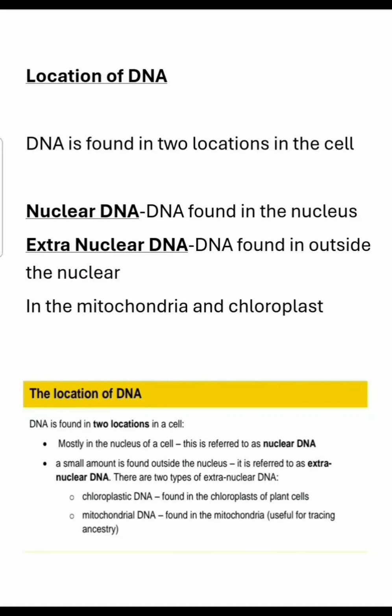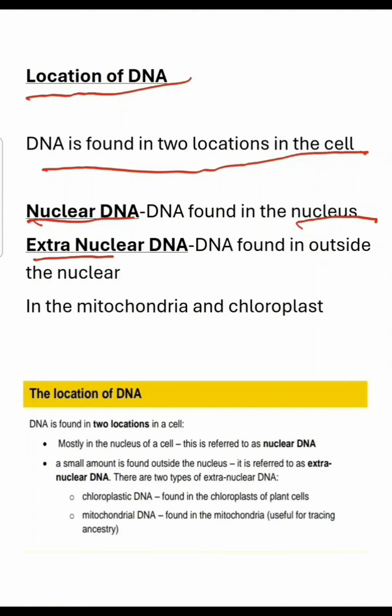Okay, the next thing we're going to learn about is the location of DNA, right? DNA is found in two locations in the cell, all right? Nuclear DNA is DNA that is found in the nucleus, like it's in the name. Then we have the extranuclear DNA, which means the DNA found outside the nucleus. So you should know that DNA is found in two locations, which are in the nucleus and outside the nucleus. Outside the nucleus, it is found in the mitochondria and in the chloroplast, right?